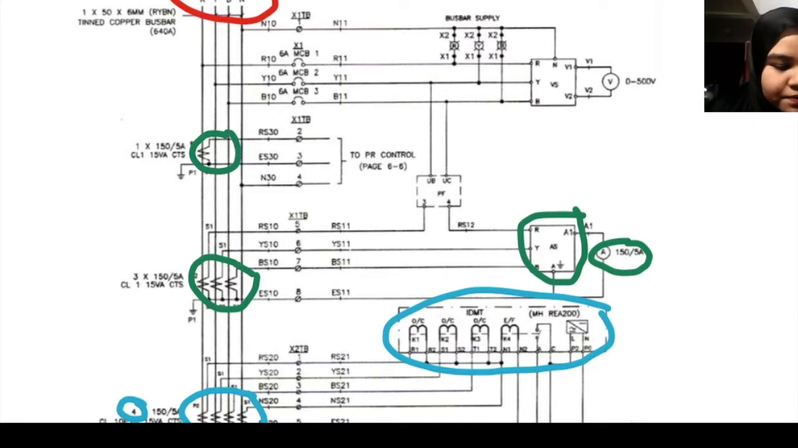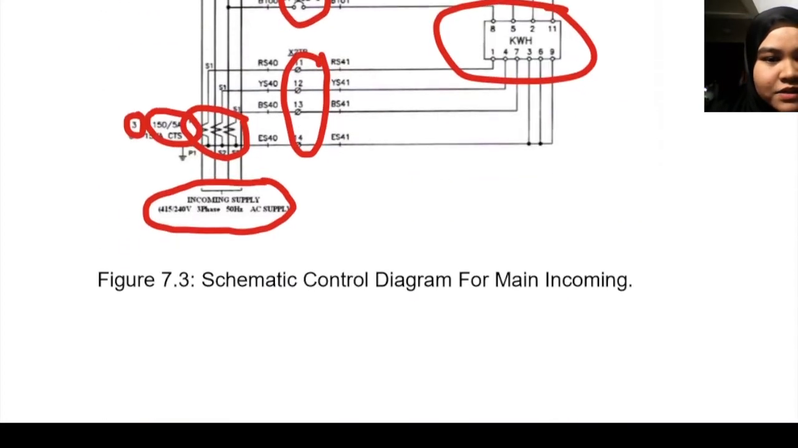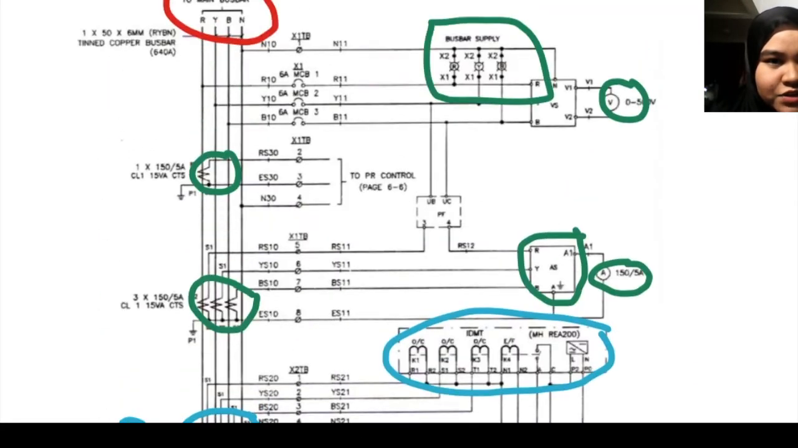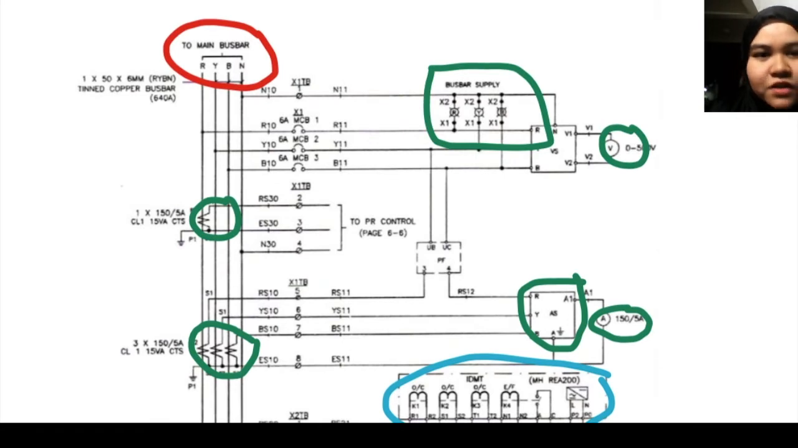At this part, we also have a selector switch and a voltmeter. The function is to record the value of the voltage. This one is to record the value of the current, and this one is for the voltage. And lastly, we have the bus bar indicator light. This schematic control diagram is to change the 3-phase to single phase. So that's all from me. Thank you.